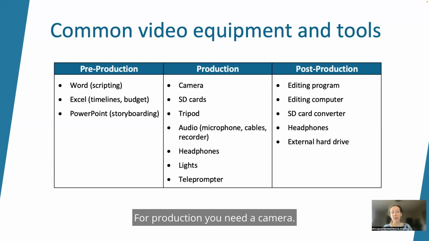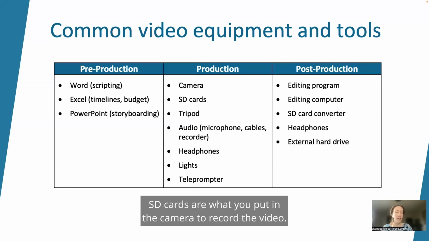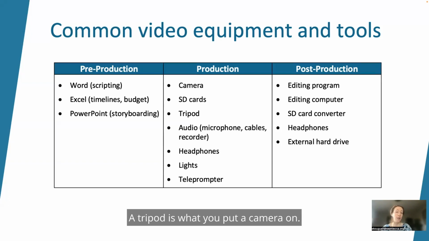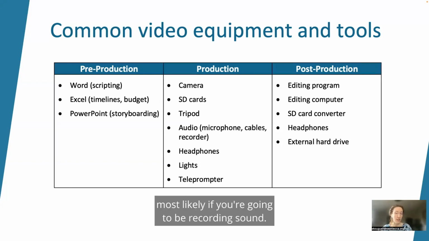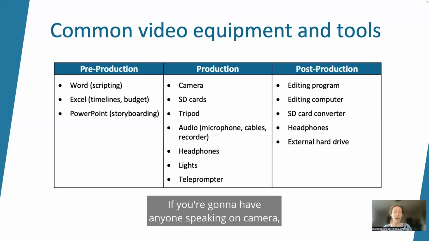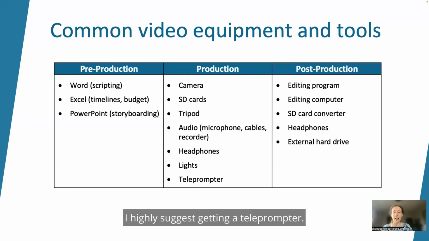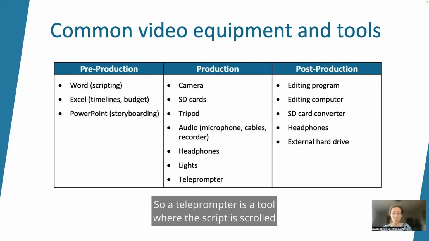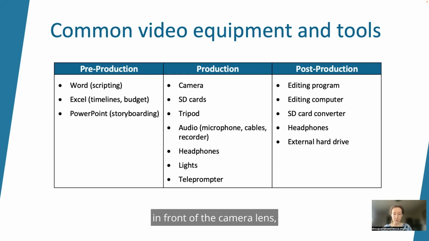For production, you need a camera. SD cards are what you put in the camera to record the video. A tripod is what you put a camera on. You'll want audio, most likely, if you're going to be recording sound: a good pair of headphones, lights. If you're going to have anyone speaking on camera, I highly suggest getting a teleprompter. A teleprompter is a tool where the script is scrolled in front of the camera lens.